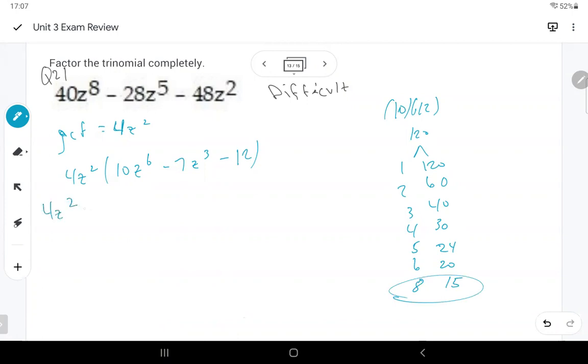So 4z squared, 10z to the 6th, minus 15z cubed, plus 8z cubed, minus 12. So we get 4z squared, go straight to our parenthesis sets. We're going to pull a 5z cubed out. We're going to 2z cubed minus 3.